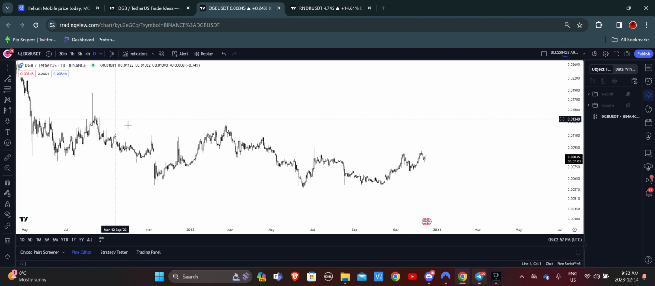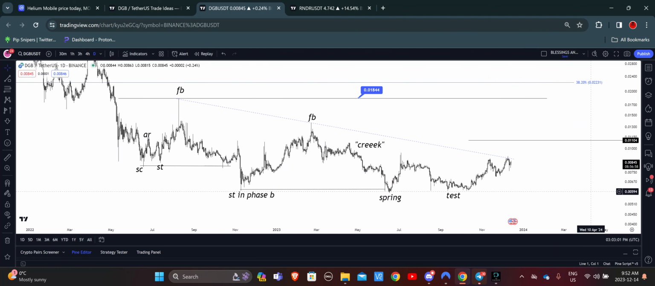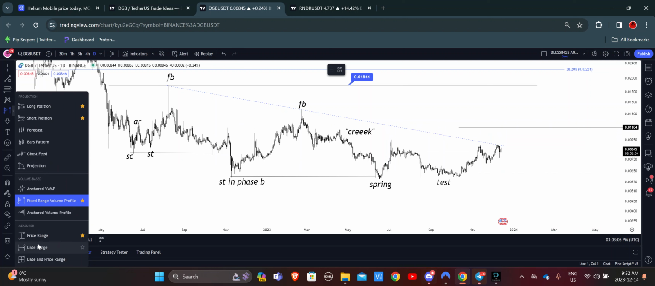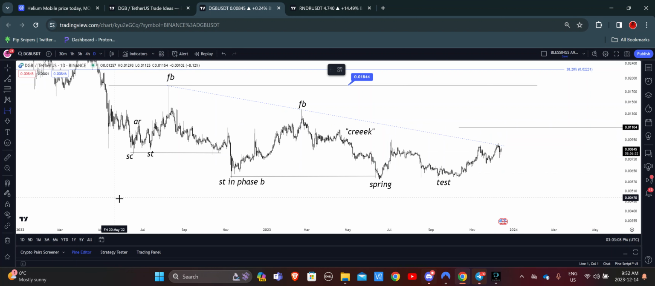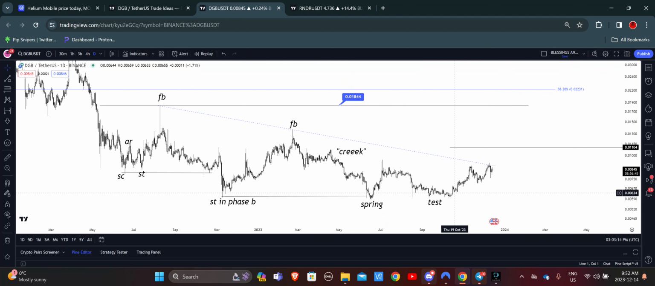Let's take a look at DGB over here. And what you can see over here is Wyckoff accumulation. We've been within Wyckoff accumulation for over 540 days. Okay? And right now we're seeing the trend shift.